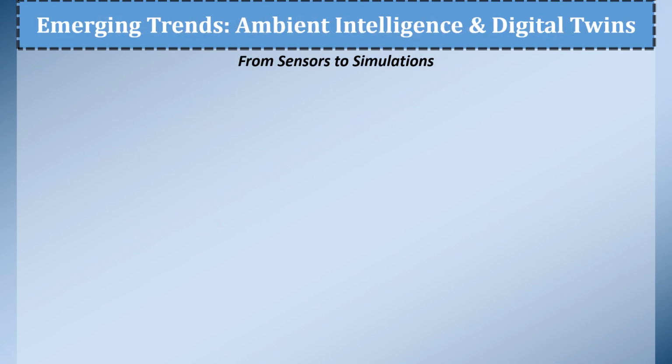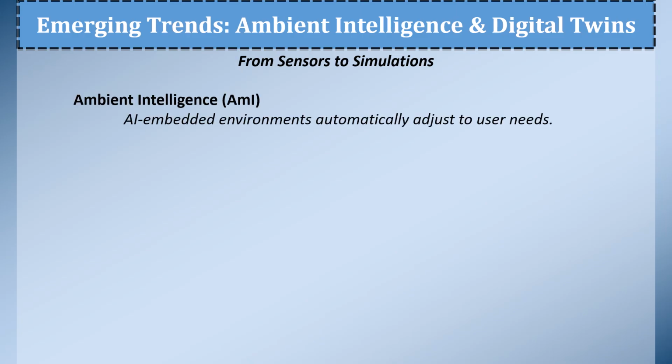Emerging trends, from sensors to simulation. Ambient intelligence refers to environments embedded with AI that respond seamlessly to human presence. Light, temperature, and workstation setup adapt automatically to user identity, mood, or schedule without manual input.